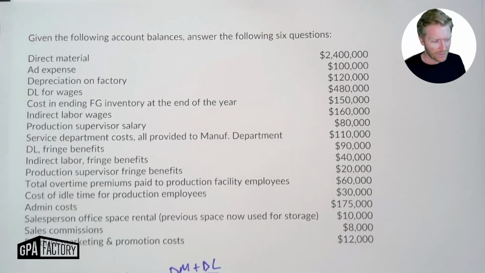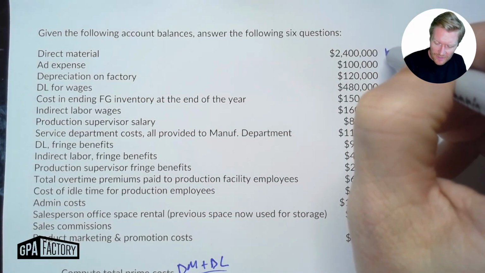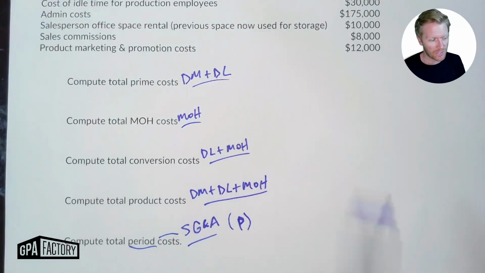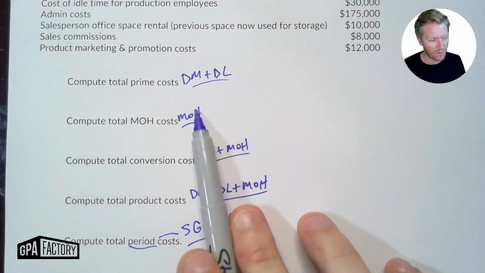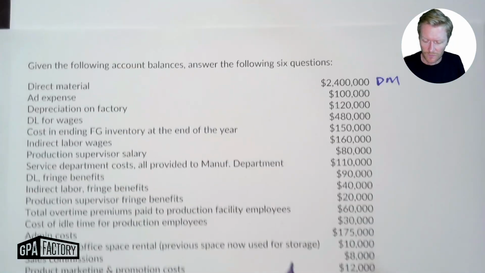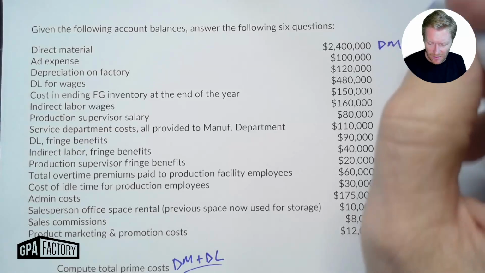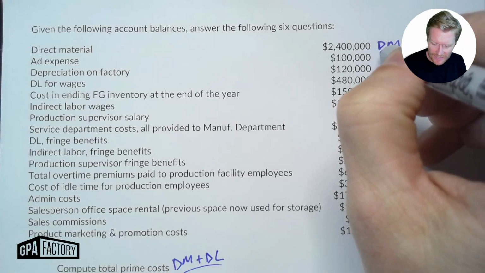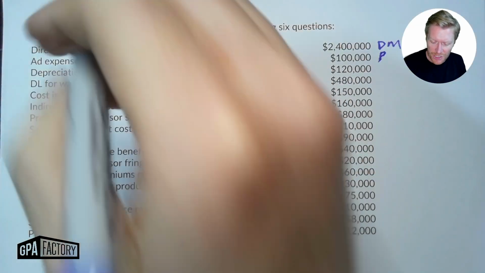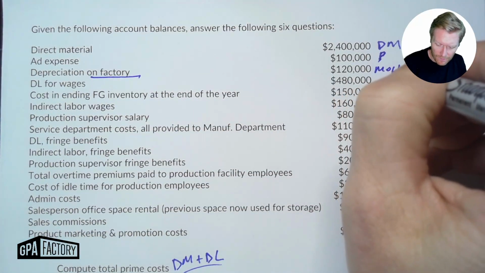Okay, so we are going to go through and label all of these, starting with direct material. What do you think that is? That's going to be direct material. The word bank, by the way, is all those things that we just labeled: direct materials, direct labor, manufacturing overhead, or P, period costs. Okay, next one, ad expense. What do you think? Advertising expense. That is a selling cost. That is period cost. Depreciation on the factory. Okay, that's going to be key there, but that is manufacturing overhead.